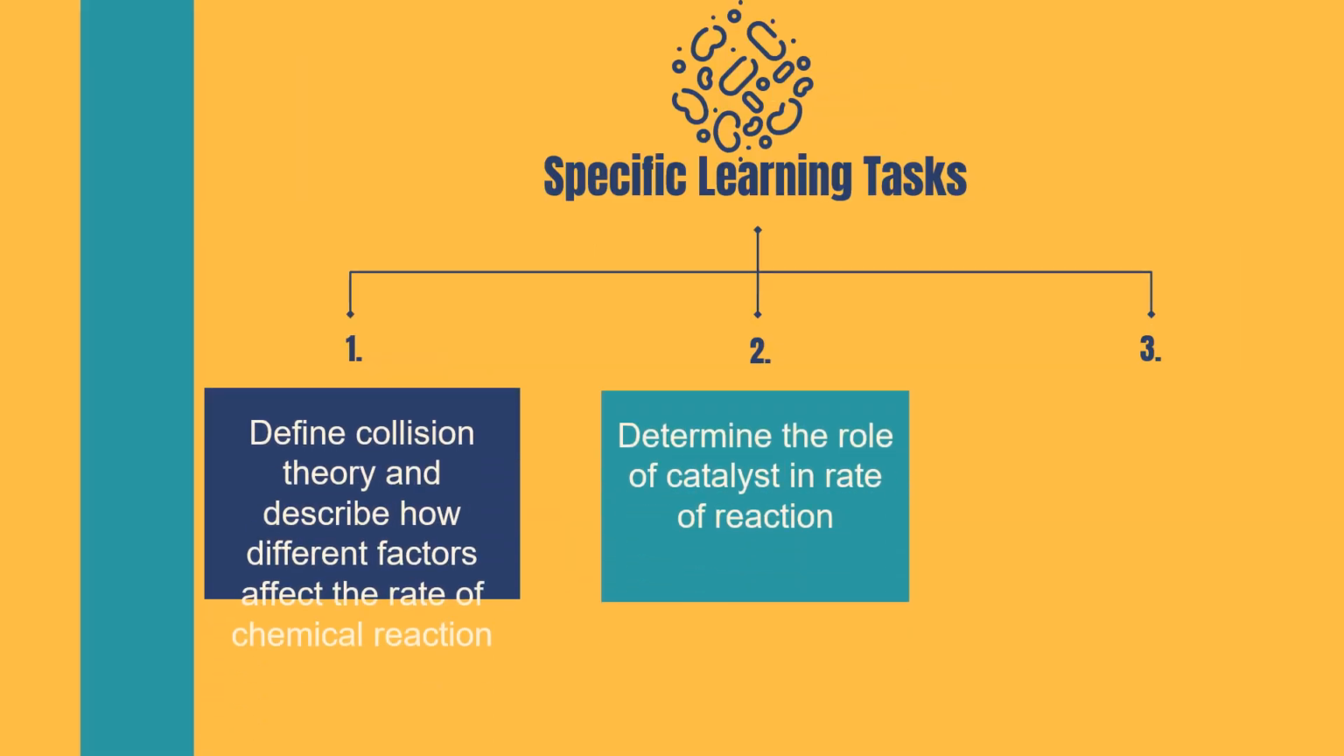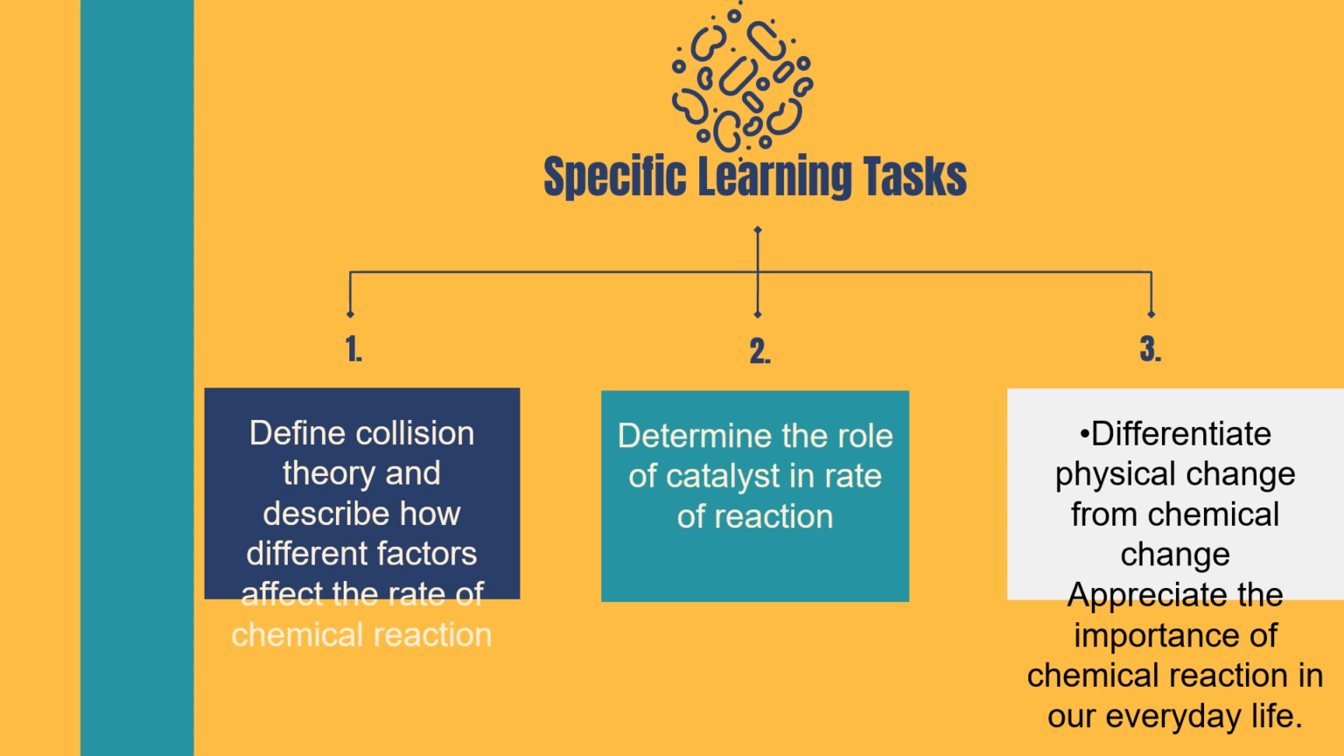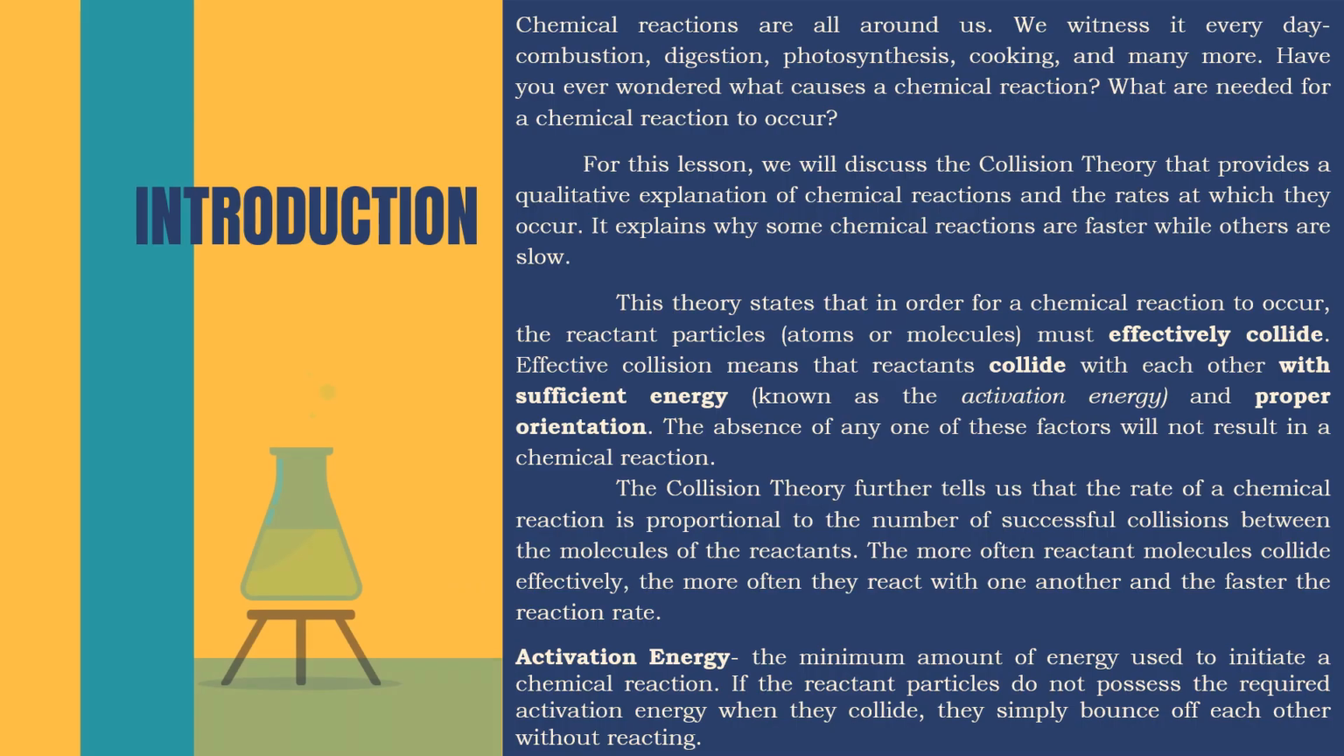Okay, now here are our specific learning tasks. Define collision theory and describe how different factors affect the rate of chemical reactions through experimentations on your modules. Determine the role of catalyst in the rate of reactions, differentiate physical change from chemical change, and appreciate the importance of chemical reactions in our daily life.